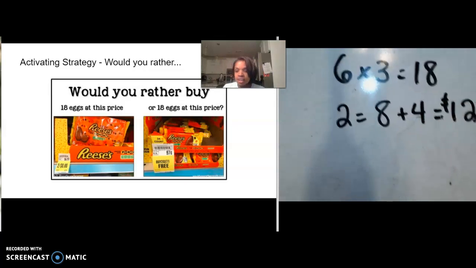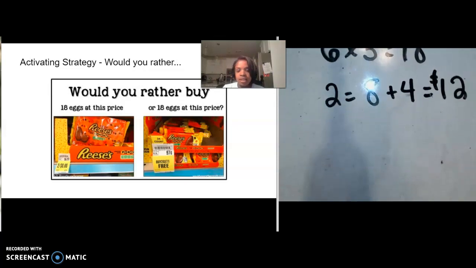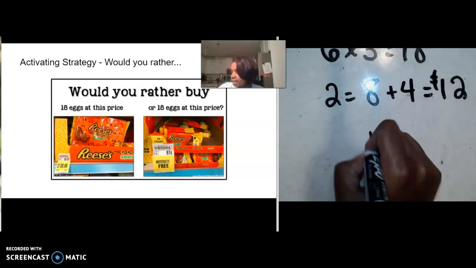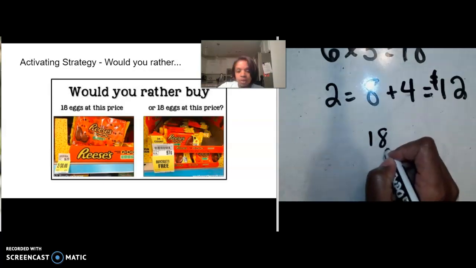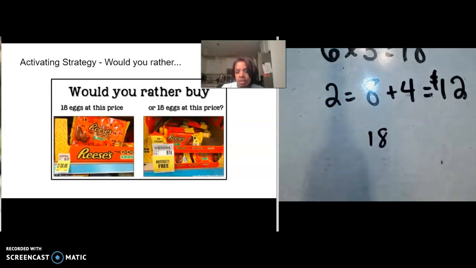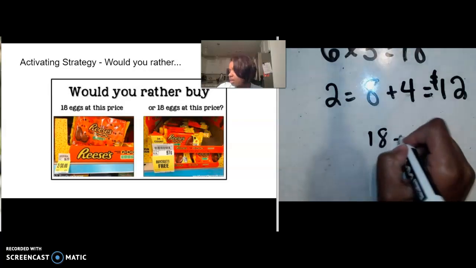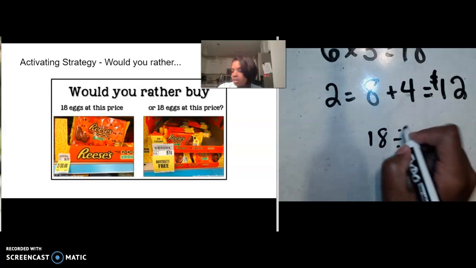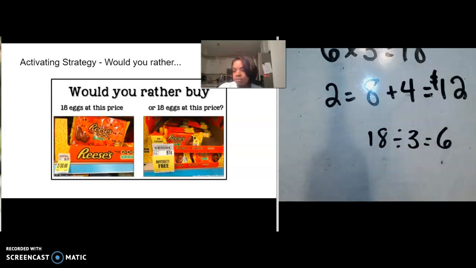Okay, so let's look at the next one. The next one says buy 2, get 1 free. So how do I figure out how many eggs that would be? Well, I would take 18 and I would divide this by 3 for a reason. The reason why I'm doing that is because I know that if I buy 2, I get 1 free. So I want to know how many groups I'm going to have. If I divide 18 by 3, that gives me 6.